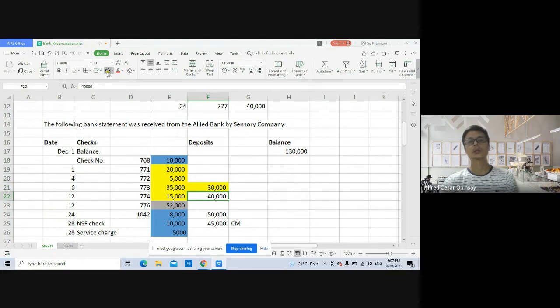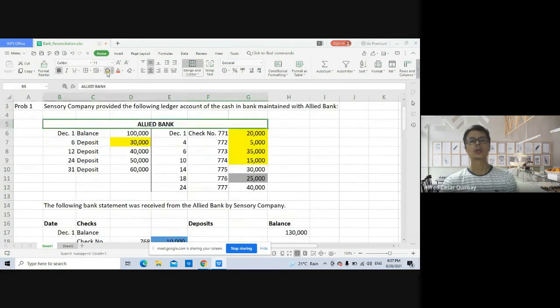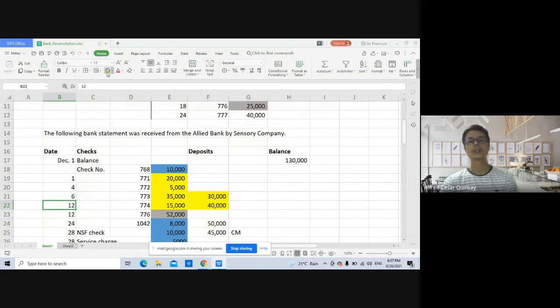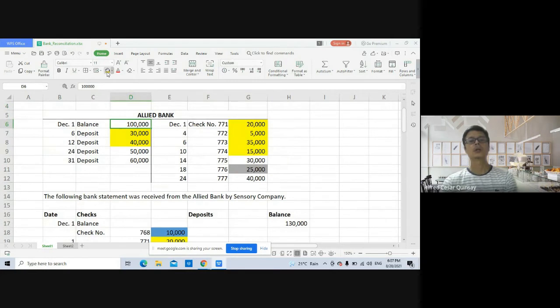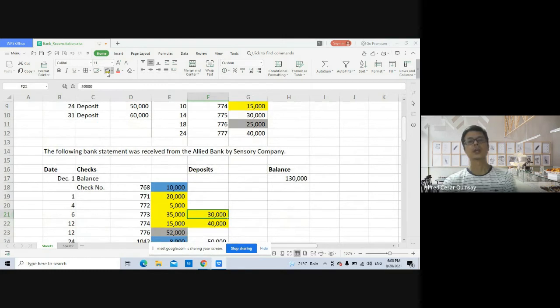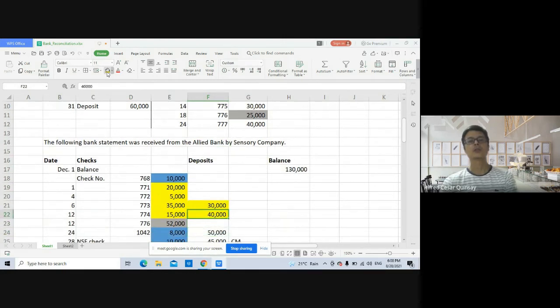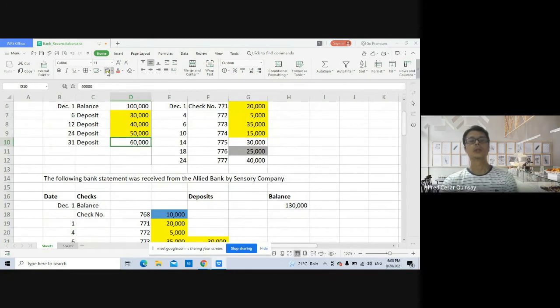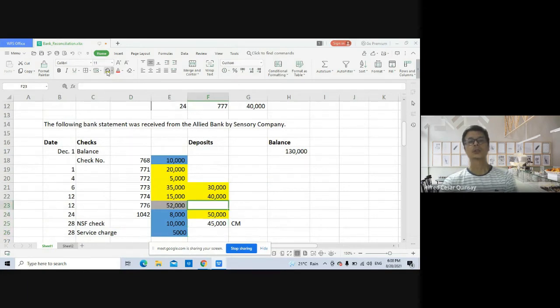So that's why our money in the bank increased. So 40,000. Is there a match? Yes, so they're the same. How do we know that the dates match? The deposit of 30,000 is also the same as what the company debited in its cash account with Allied Bank for 30,000. So it coincides, as well as the 40,000. And on the 24th, as we can see here, it's also the same, so the company also recognized it for 40,000. So we'll mark this.